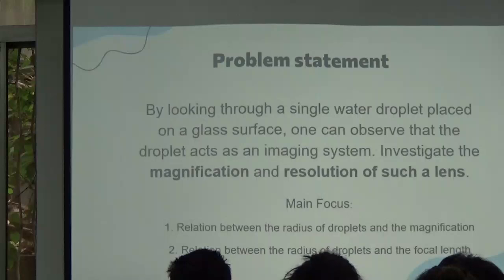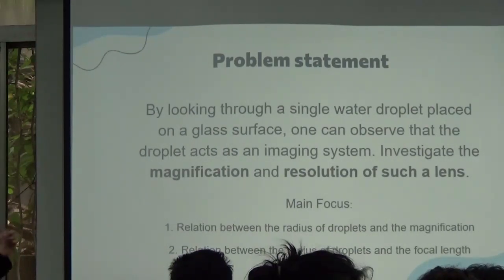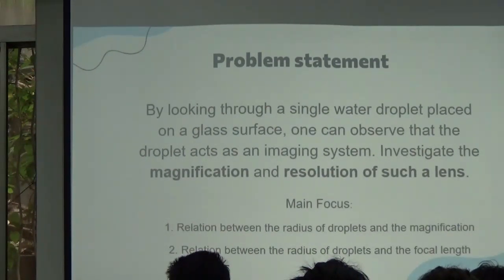Problem statement. By looking through a single water droplet placed on a glass surface, one can observe that the droplet acts as an imaging system. Investigate the magnification and resolution of such a lens. Our main focuses are, first, the relation between the radius of droplets and the magnification. And second, the relation between the radius of droplets and the focal length.